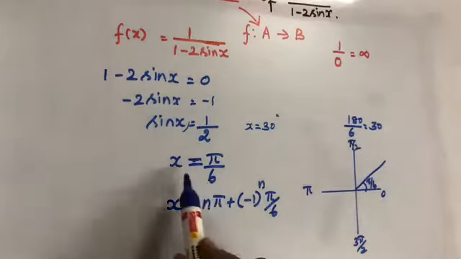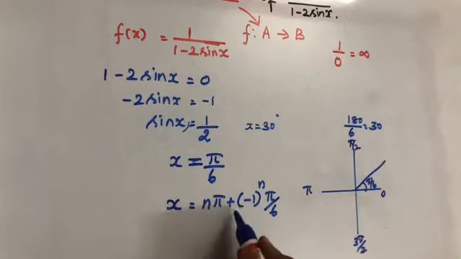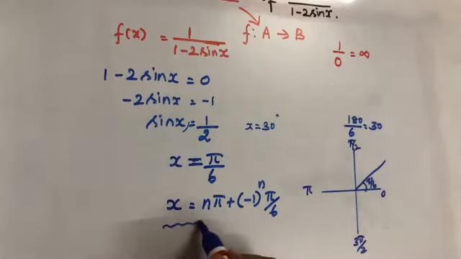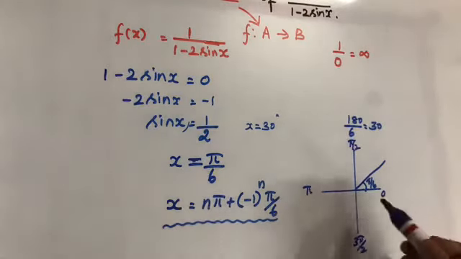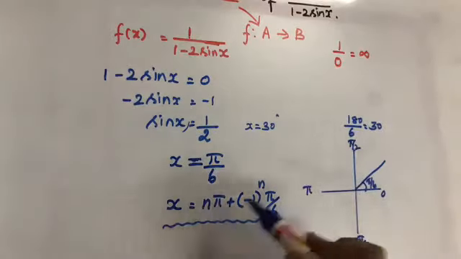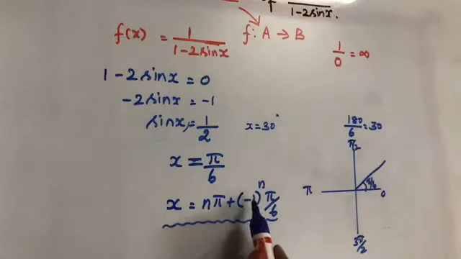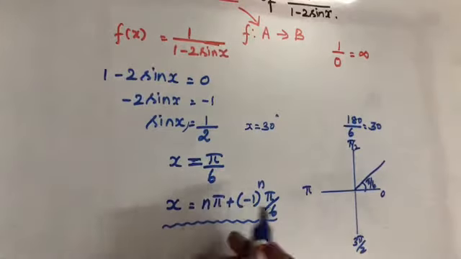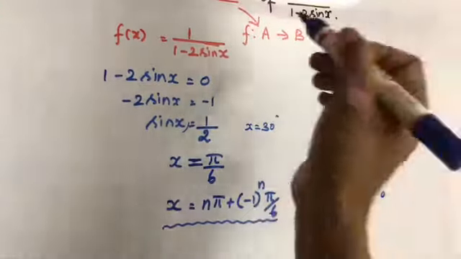If it is sine and x is equal to pi by 6, then x is equal to n pi plus minus 1 power n into pi by 6. It is a general form. Why we are writing it, you will learn in the unit trigonometry. This n denotes the number of circulations. So x is equal to n pi plus minus 1 power n into pi by 6. It is a general form for this, and you have to remove this from the domain.